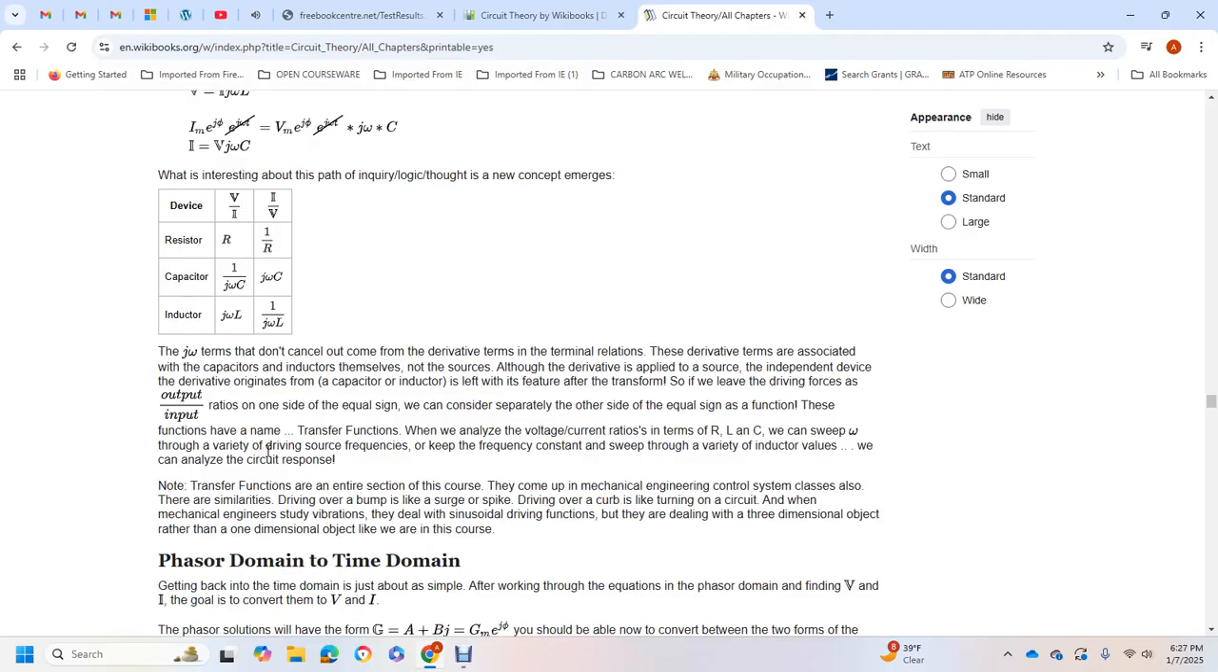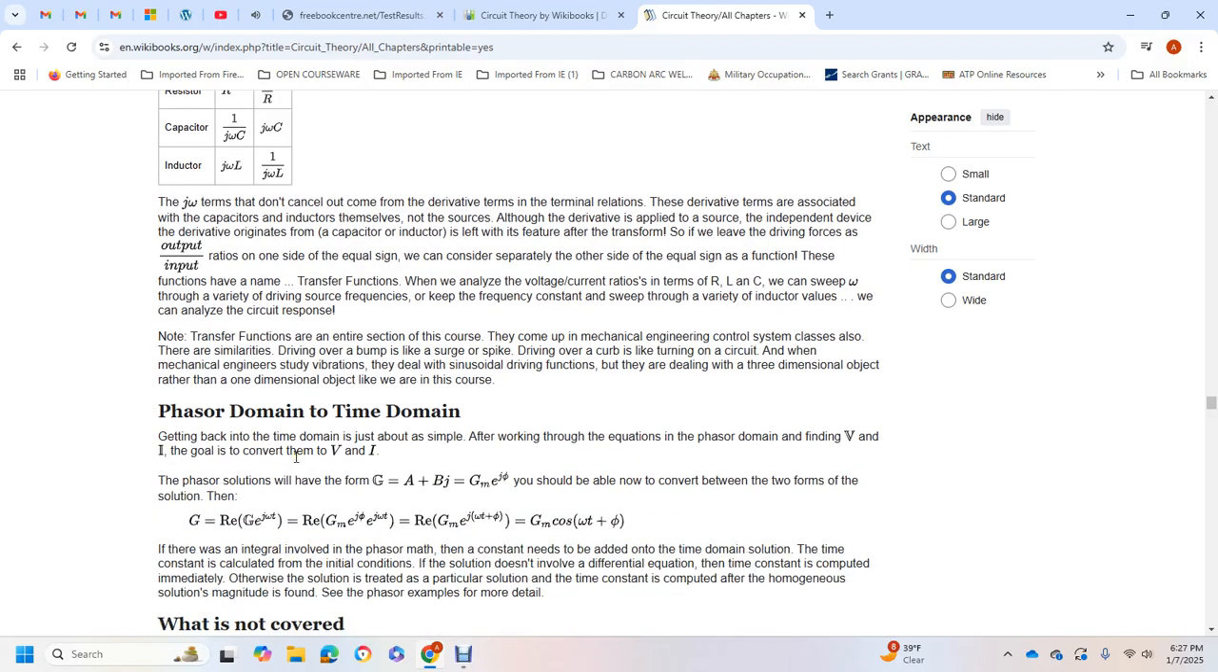And if it is not, the derivative is applied independently. The derivations of the capacitor and inductors are left with each of the transforms, with the driving force over the output over the input ratio on one side of the equal sign. Consider separately the other side of the equal sign with a function. These functions we have the name transfer function, to analyze voltage and current ratios in terms of R, L and C. Any sweep of the frequency with the varying driving source of frequency constant, a sweep of the variety of the inductor waves, we can analyze with circuit response.